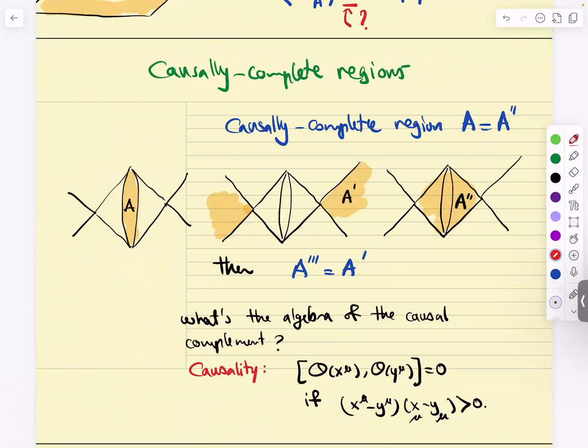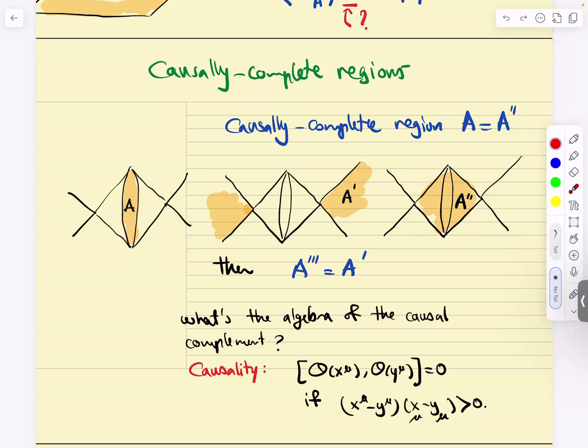That's something desirable. So, first thing you notice is the following. Now I'm talking only about regions. Take this region. What is the causal complement of this region? It is this thing. What is the double causal complement? The causal complement of its causal complement is all this region. Because of this, A triple prime is equal to A prime.